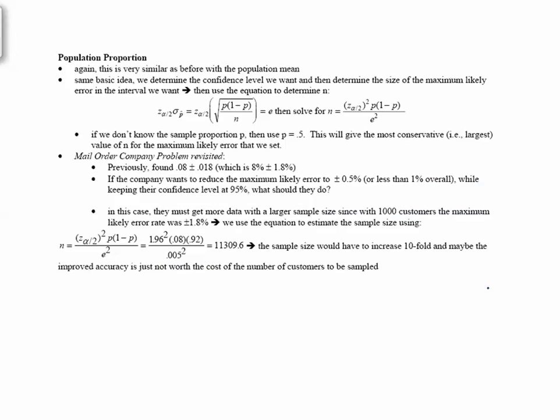Now the same idea applies if we want to estimate the population proportion. The only real big difference here is that we're going to be inputting the standard error of the proportion. So manipulating this equation, we find that n equals the z-score squared times sample proportion times 1 minus the sample proportion, divided by the error squared. Now, we haven't measured the sample yet. How do we find the sample proportion? Well, we have to estimate it.